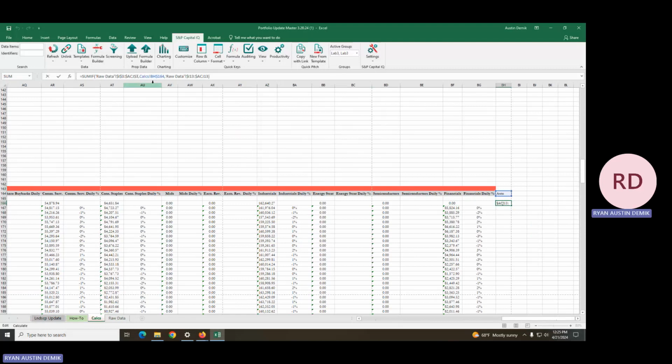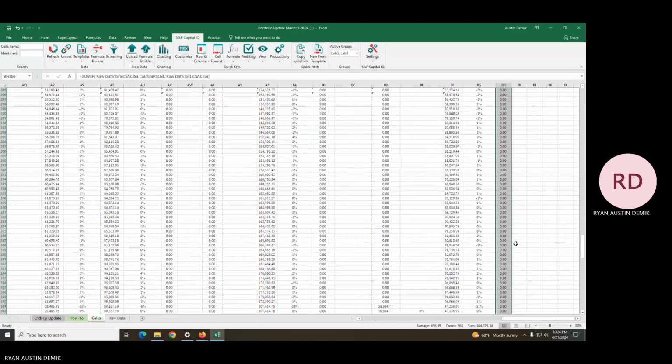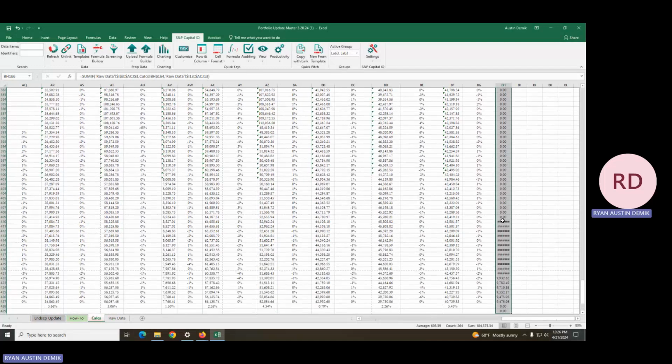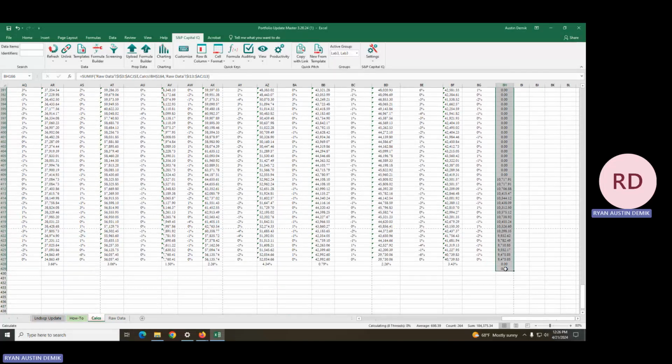Right. So it's looking that up, and it's looking through the entire raw data tab to be able to find that total position. Right. So we can drag that down. And around March, we should start seeing the information. So there we go. So we see all this information start pulling in around March.